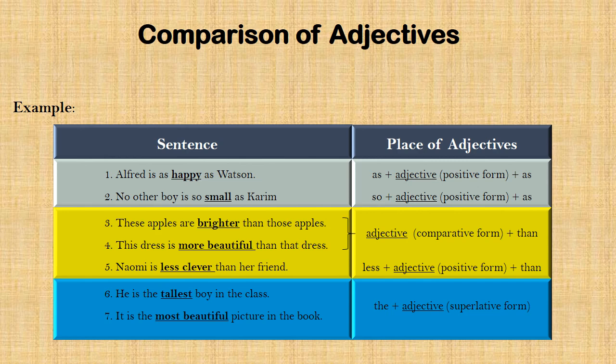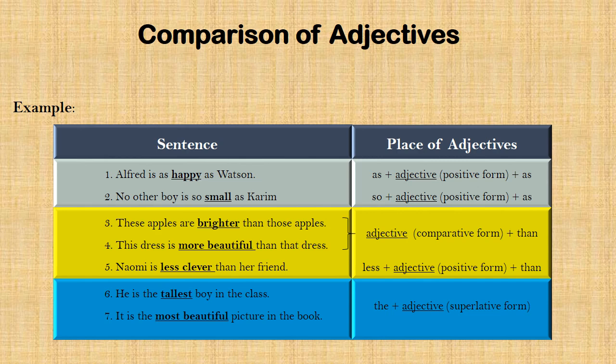The sentence Naomi is less clever than her friend is an example of comparative degree. We have used a comparative form of adjective before the word than. However, when the gap is between less and than, you will have to use the positive form of adjective in the gap. See the structure given beside the sentence.